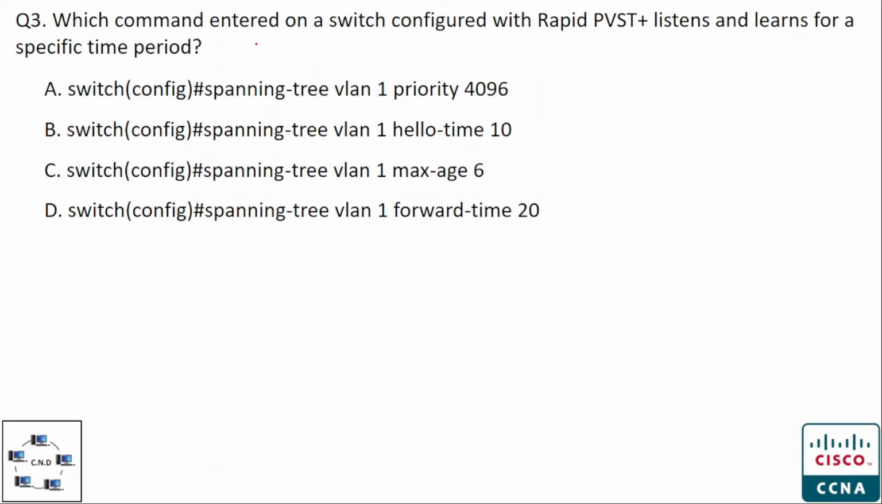Question number 3. Which command entered on a switch configured with Rapid PVST+ listens and learns for a specific time period? And the options are: option A, spanning-tree vlan 1 priority 4096. Option B, spanning-tree vlan 1 hello-time 10. Option C, spanning-tree vlan 1 max-age 6. And option D, spanning-tree vlan 1 forward-time 20. And the correct option is option D, spanning-tree vlan 1 forward-time 20.